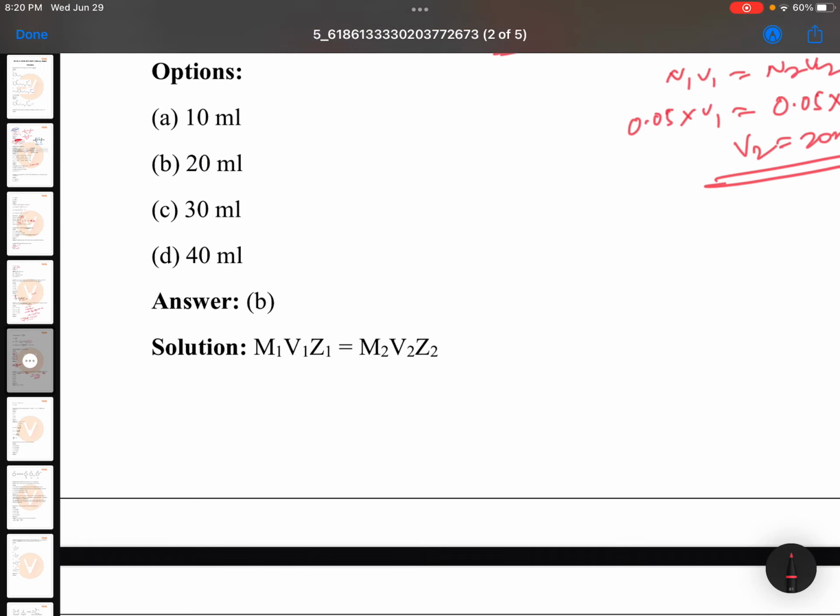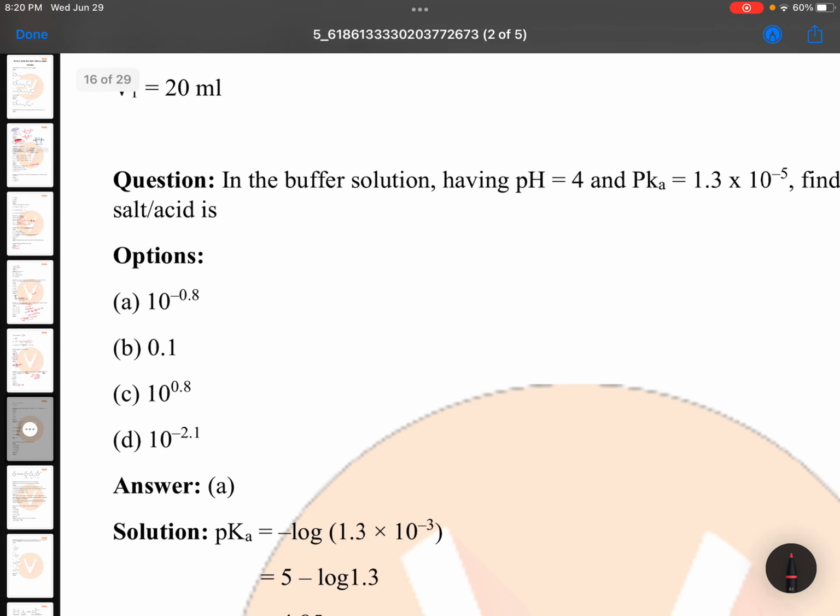Our experts made this M1 V1 Z1, just multiplying with the factor, molarity into that factor. So कहाँ में आ गया?